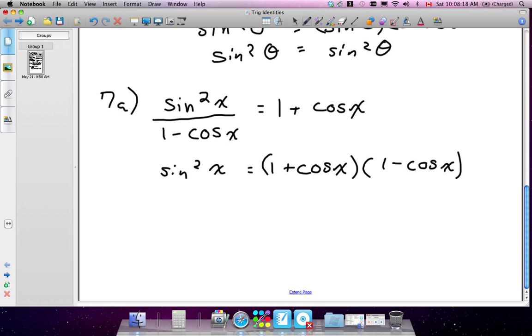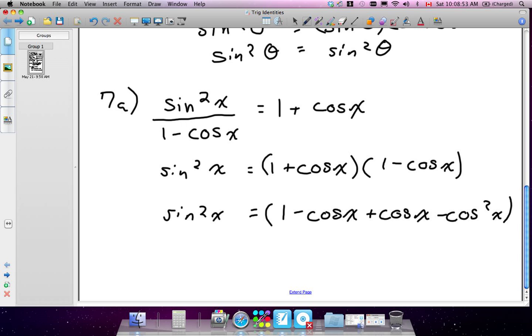Okay. Now this is FOIL. If you remember FOIL, we do the first terms, then we do outside terms, inside terms, and last terms, right? That's how we do the multiplication to it all. So you go along while I also do it, okay? See if you can kind of keep up. So first terms is 1 times 1, and the next term is 1 times negative cos, which is going to be negative cos x. The next terms I have positive cos times 1, which is going to be positive cos x. And finally, positive cos x times negative cos x is going to be negative cos squared x.